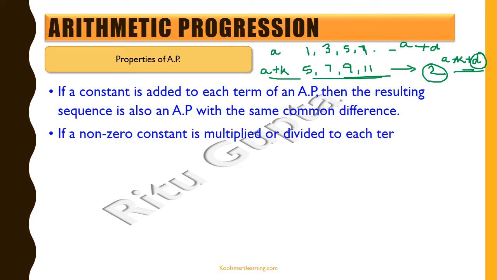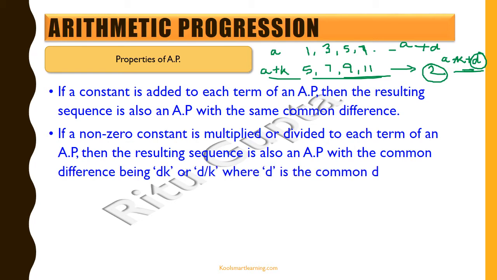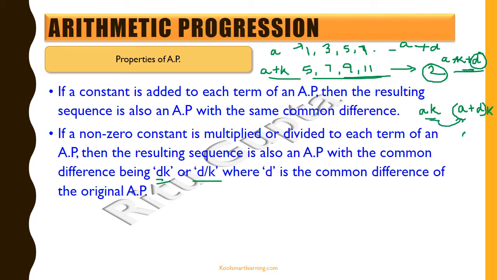If a non-zero constant is multiplied or divided to each term of an AP, then the resulting sequence is again an AP, but the common difference this time becomes either dk or d by k, depending upon whether you've multiplied or divided. Now that can be again seen using the same sequence. If we multiply this with say k, the first term becomes ak and the second term becomes (a plus d) into k. Now if we subtract ak from this, we get dk as the common difference.